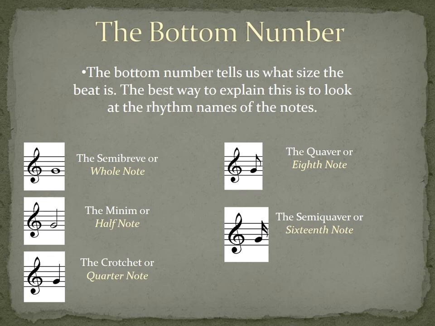The best way to explain this is we can look for the alternative names of the notes themselves. So you can see from the examples, we have the semibreve, or the alternative name is a whole note. Look at the second one, a minim or half note, the crotchet or quarter note, the quaver or eighth note, and the semiquaver or 16th note.